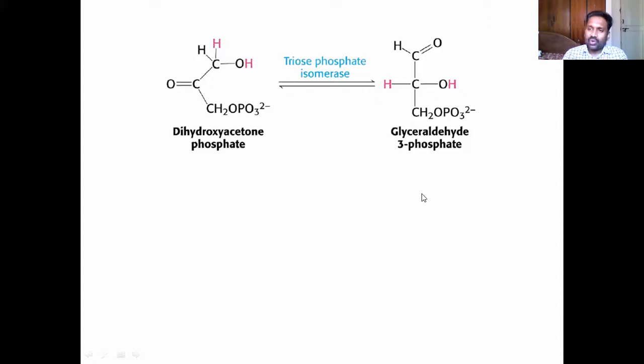So at this point, what do we have in our hand? 1 glucose has given us 2 glyceraldehyde 3-phosphate. So henceforth, in all our reactions, we are going to show the reaction of only 1 glyceraldehyde 3-phosphate. But actually, everything we write should be multiplied by 2, because the other glyceraldehyde 3-phosphate is also meeting the same fate. Therefore, whatever reactions we show now, and all the products we get, should be multiplied by 2.